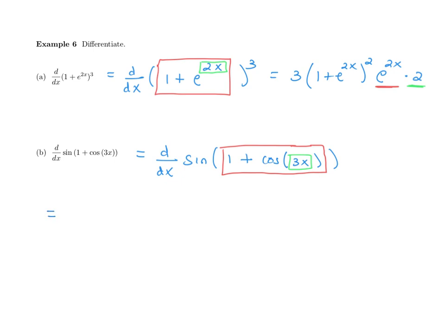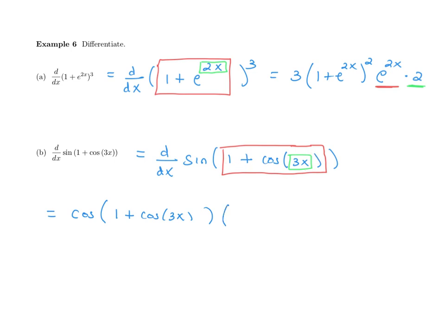To start with, I'm taking the derivative of just sine, which I know goes to cosine. Cosine of all that stuff, 1 plus cosine of 3x. But then, by the chain rule, I'm focusing on just this part. Now I'm taking the derivative of just this. The 1 goes to 0.